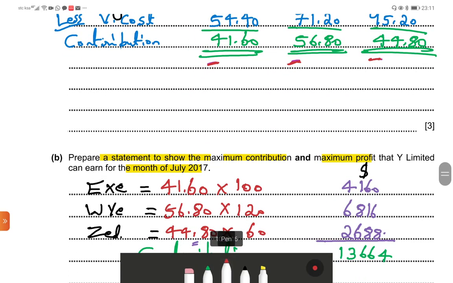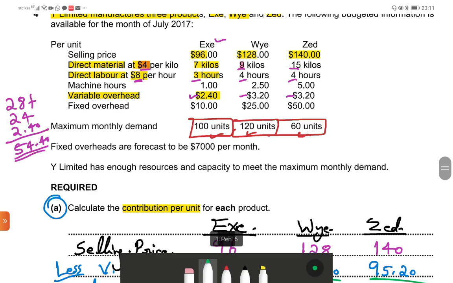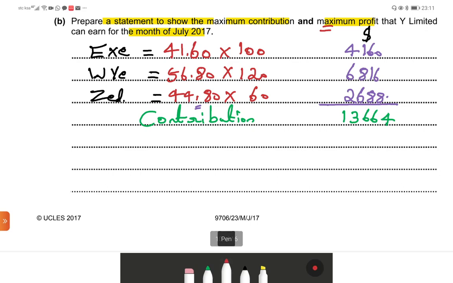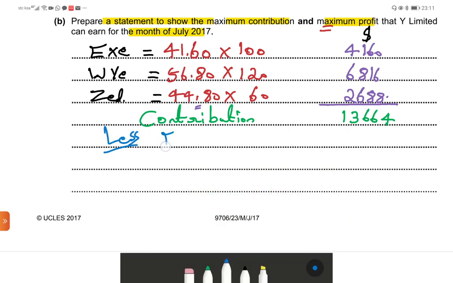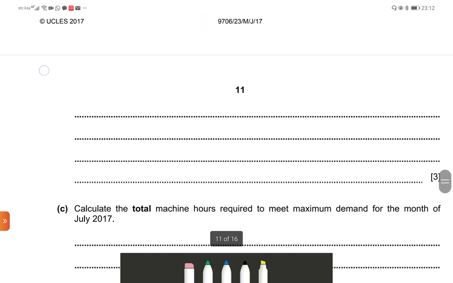Next, what we have to check? The maximum profit. Contribution minus fixed cost is equal to profit. So, what is the fixed cost? Fixed cost has given, fixed overhead is 7,000 per month. So, less fixed cost. Fixed cost is equal to 7,000. So total profit is equal to 6,664 is the total profit as per the marginal cost.